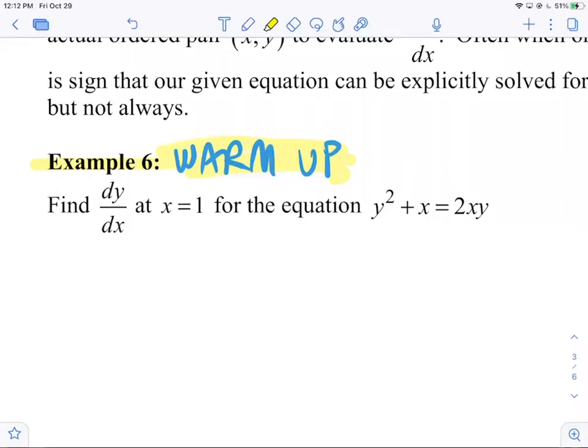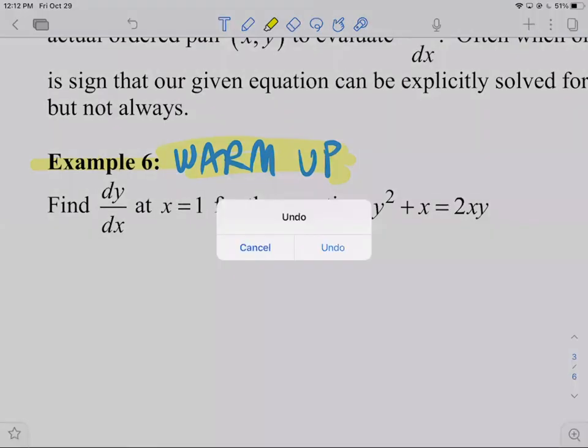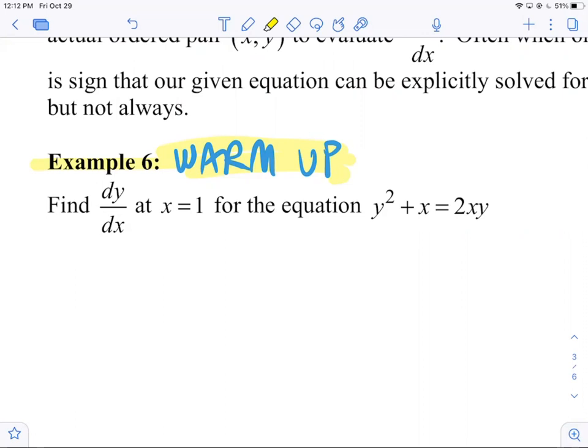All right, so on this one here, we've got the instructions. They say to find dy/dx, that's the derivative of y with respect to x, at x equals 1. So that's a slope at a point. Slope at a point. We have this equation given: y squared plus x plus 2xy.